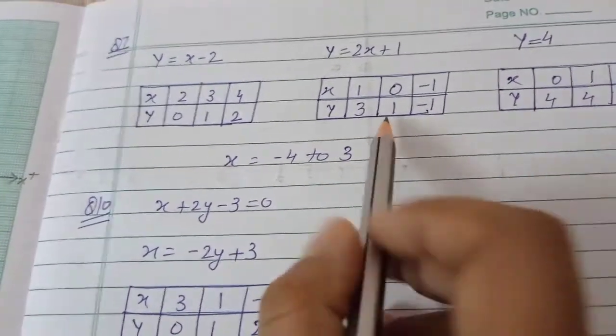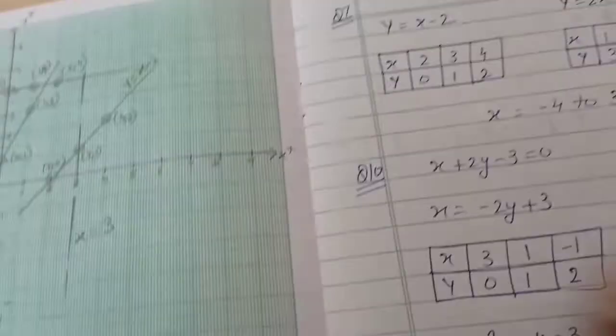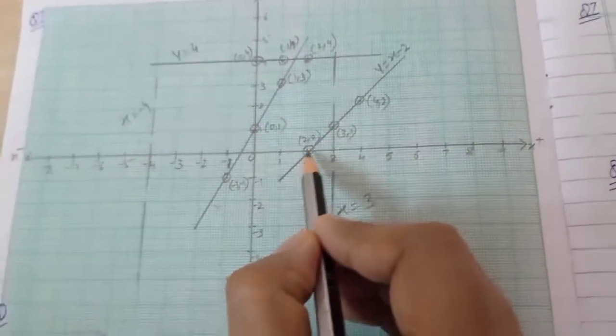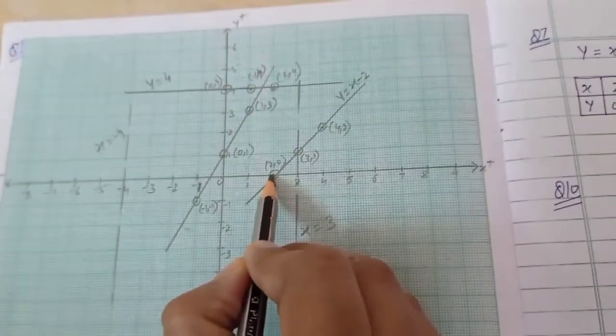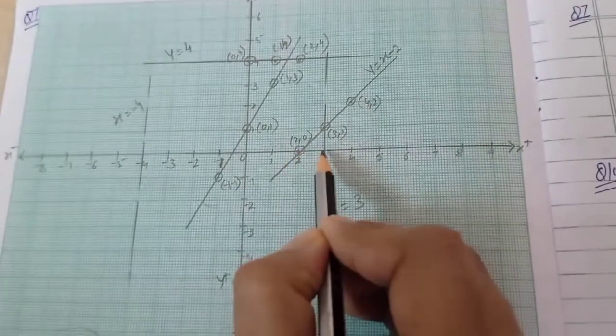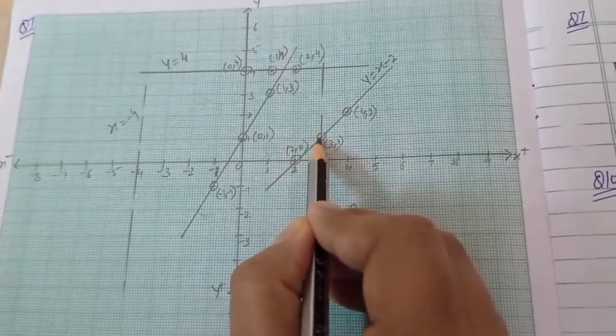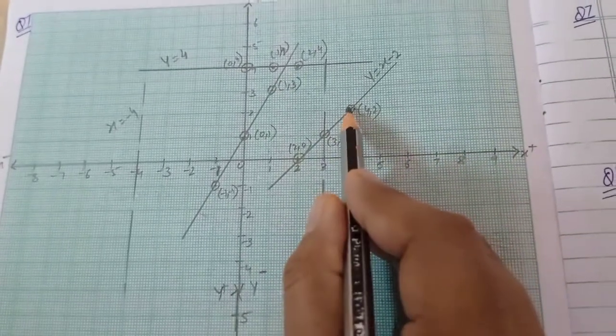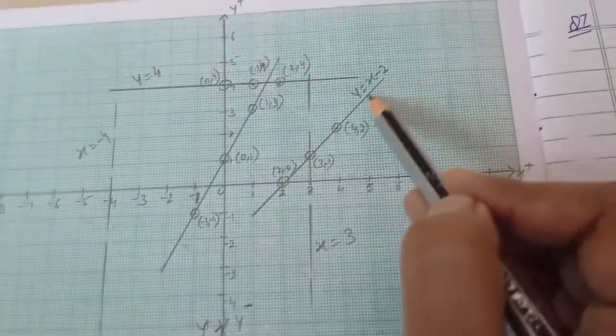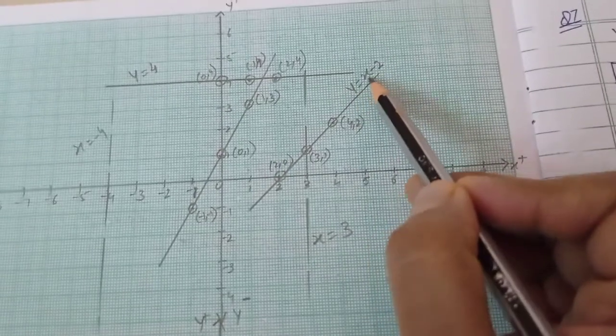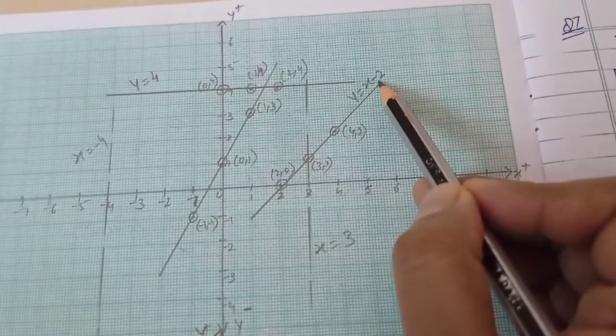Now let us plot these equations on the graph paper. Look here. First was 2 and 0. 2 of x and 0 is here. Another is 3 of x and 1 of y. It's here. Next is 4 of x and 2 of y. It's here. Then join it. And right over here, this is the graph of the equation y is equal to x minus 2.